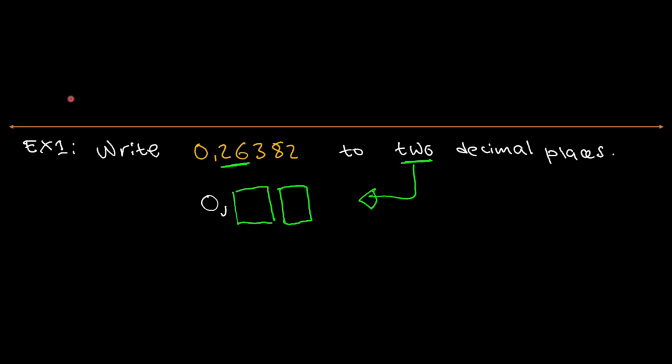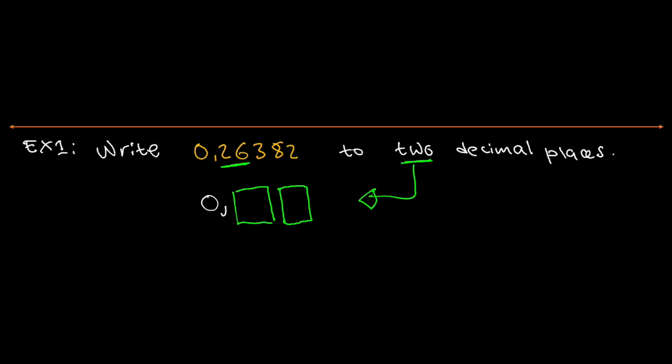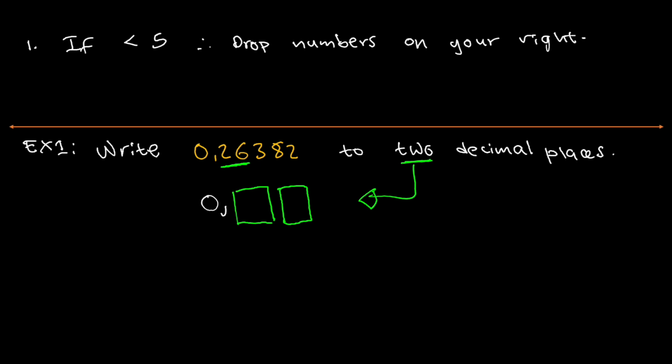To help me explain that, I need two conditions. Condition number one: if the number is less than 5, therefore drop the numbers on your right. Okay, that is the first condition.